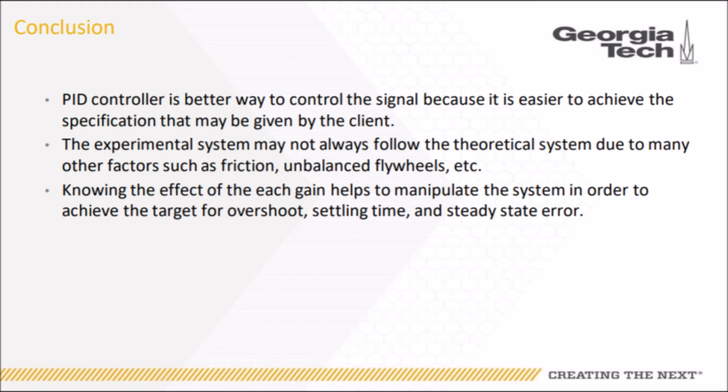In conclusion, PID control is a better way to control the signal because it is easier to achieve the specification that may be given by the client. The experimental system may not always follow the theoretical system due to many other factors, such as friction and unbalanced flywheels. Knowing the effect of each gain helps to manipulate the system in order to achieve the target for overshoot, settling time, and steady state.